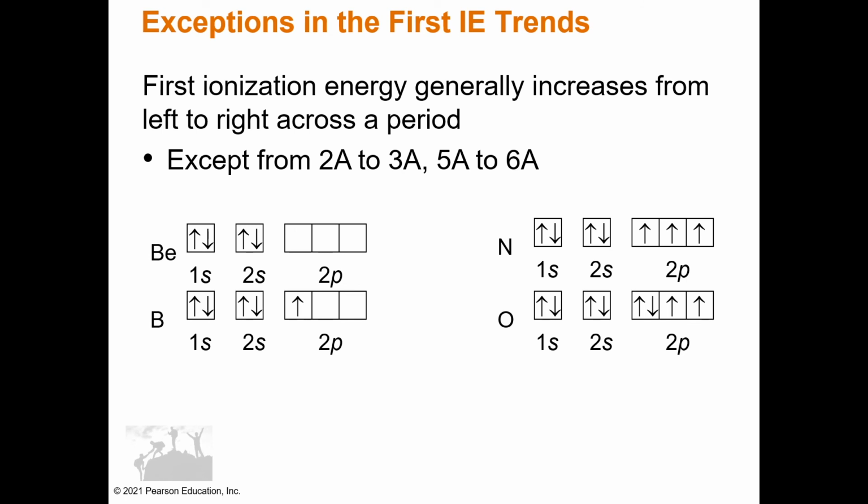Earlier, we saw the exceptions in the first ionization energy trends. In that picture with all the elements in specific periods, there were some parts where the ionization energy decreased a little bit and then increased again. That was happening where 2A moved on to 3A and then 5A to 6A. So we're going to be taking a closer look at those pairs.